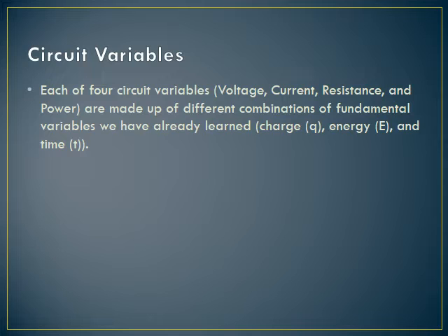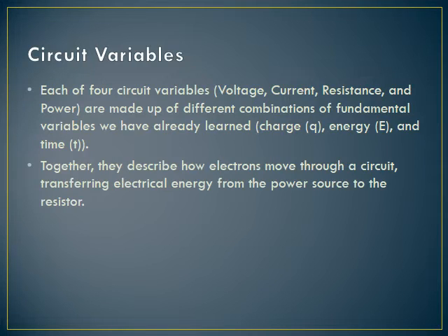For example, charge, energy, and time combined in different ways to make these 4 new variables. These variables together will describe how the electrons move through the circuit, transferring electrical energy from the battery or power source into all of the devices or resistors that are going to be using that energy.